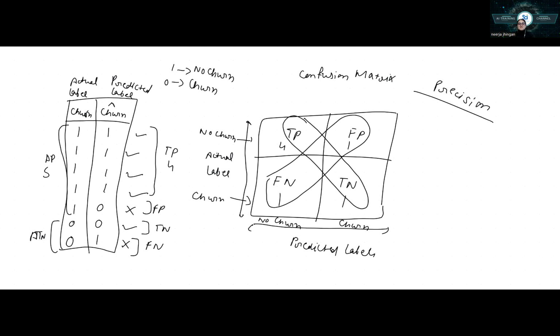Your precision means true positive: how much your model was able to predict correctly of your actual positive value, that is called precision. And what is recall? When your model is able to predict incorrectly from your positive cases, total positive cases, not actually positive, total positive cases. So that is called your recall.